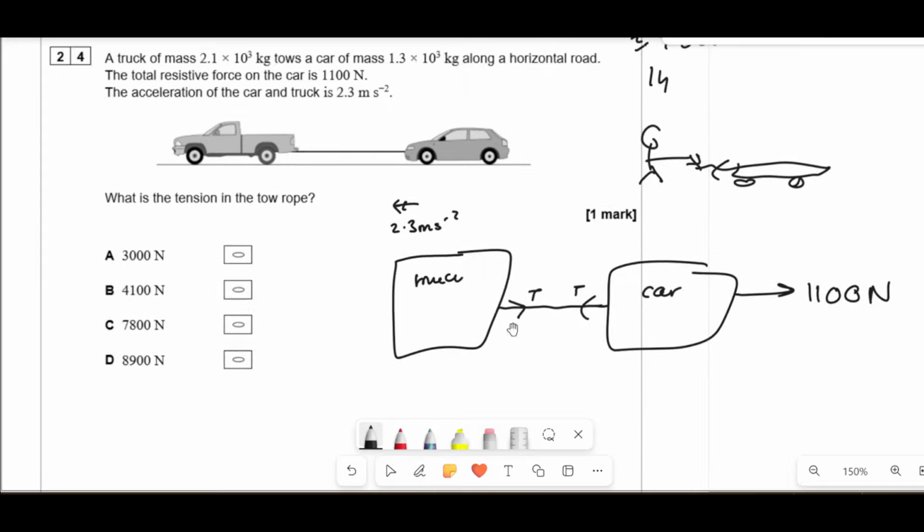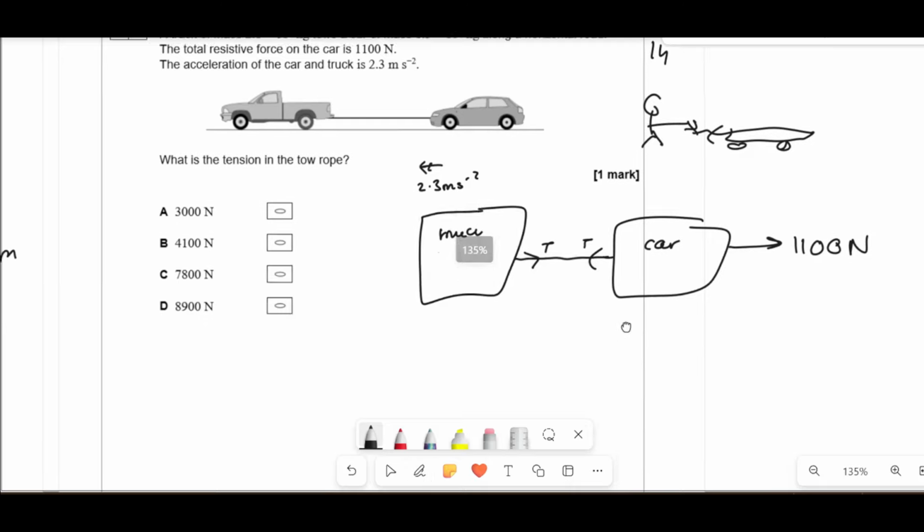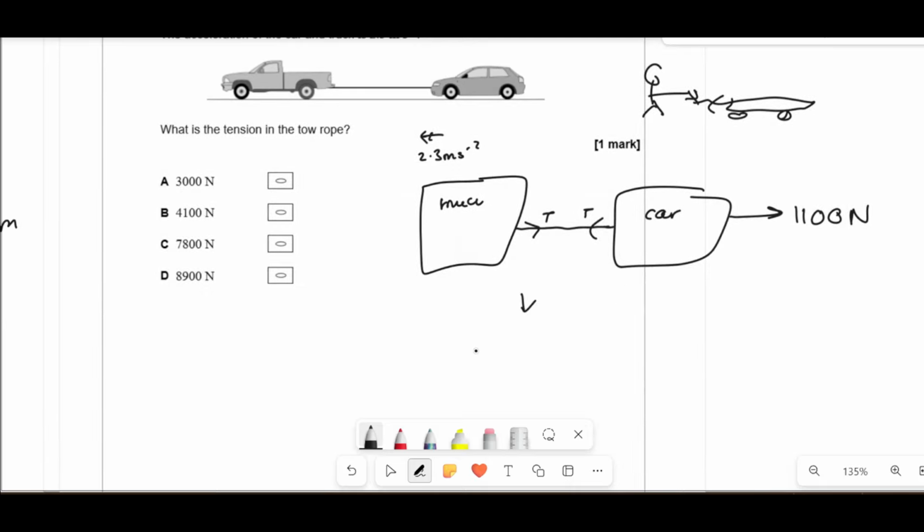So in the same sense here, whenever you've got connected particles like this, you kind of have to imagine it like that. This truck is being pulled on by the tow rope. This car is being pulled forwards by the tow rope. So to deal with these situations, what you need to do is look at them as separate entities. So we're going to split them into two. So this is the truck and that's the car.